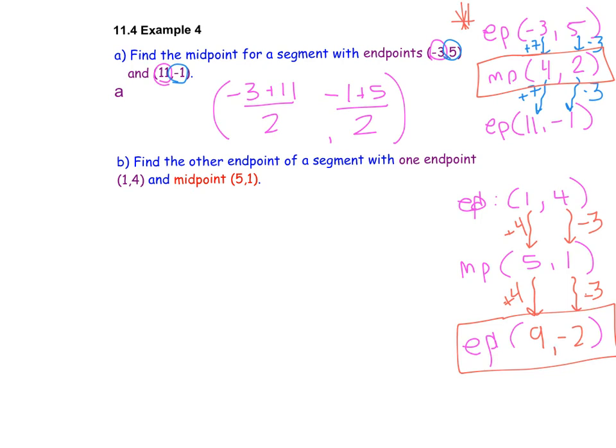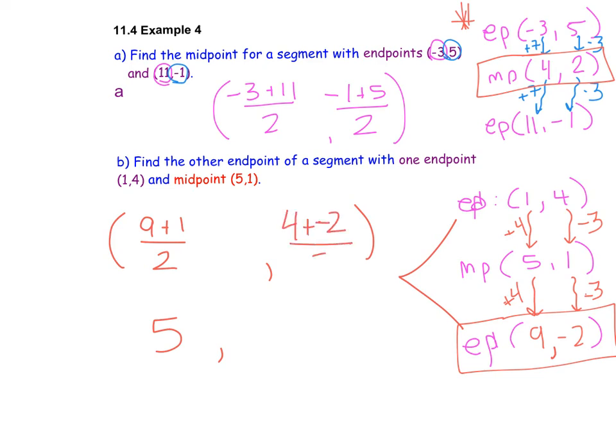And then what I could do is use my formula and make sure that my two endpoints provide me with my midpoint. So if we find the average here, it would be 9 plus 1 divided by 2, which would be 9 plus 1 is 10, divided by 2 gives me 5. And then I need to find the average of the y's, so 4 plus negative 2 divided by 2. 4 plus negative 2 is 2, divided by 2 is 1. So we can see that those two endpoints bring me to my midpoint, and as a result, the endpoint that I found is correct.